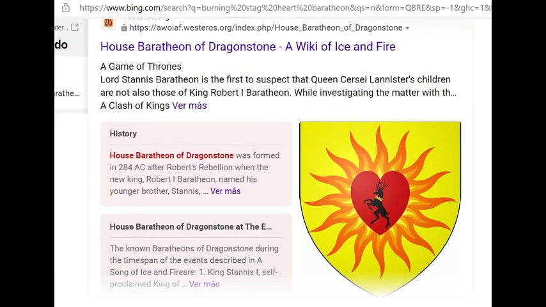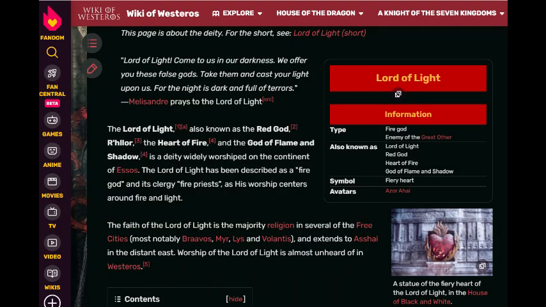Now, what's interesting about that symbol that we looked at with the Jesuit sun is that it correlates to the House of Baratheon of Dragonstone from Game of Thrones. Lord Stannis Baratheon is the first to suspect that Queen Cersei Lannister's children are not also those of King Robert I Baratheon. Of course, that's the reason for him claiming the throne, his authentication of the claim. However, he takes the symbol of a flaming heart with the stag in the middle. So, this relates to the Lord of Light, also known as the Red God R'hllor, the Heart of Fire, and the God of Flame and Shadow, a deity widely worshipped in the continent of Essos.